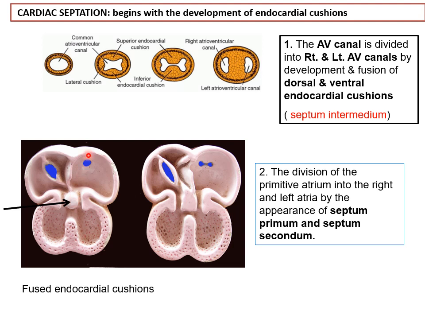Now let us look at how then the atria are partitioned. So how this division of the primitive atrium happens into right and left atria by the appearance of septum primum and septum secundum. Let's see in the subsequent lectures. Now incidentally, this dorsal and ventral fused endocardial cushions is also called septum intermedium because it develops in between the common ventricle and the common atrium.